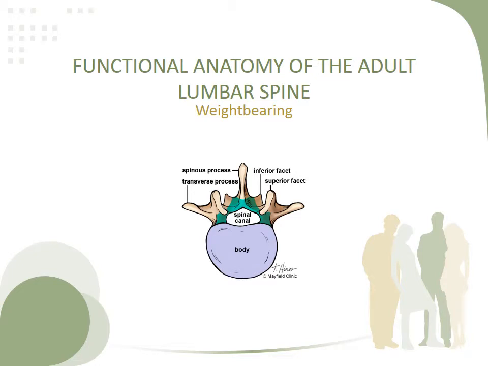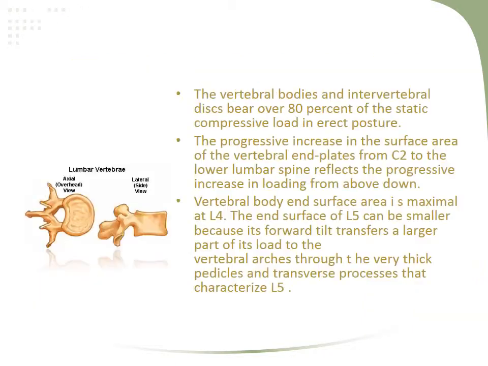Functional anatomy of the adult lumbar spine. Weight bearing. The vertebral bodies and intervertebral discs bear over 80% of the static compressive load in erect posture. The progressive increase in the surface area of the vertebral end plates from C2 to the lower lumbar spine reflects the progressive increase in loading from above down. Vertebral body end surface area is maximal at L4.